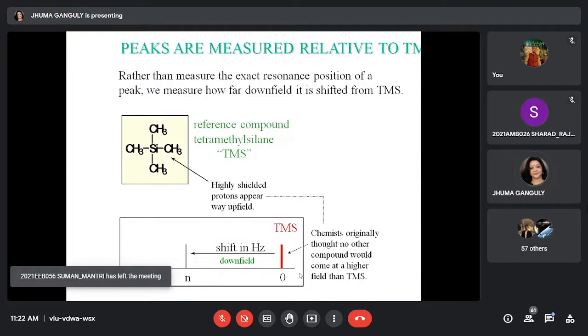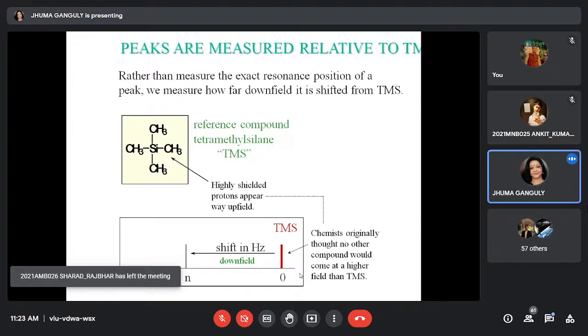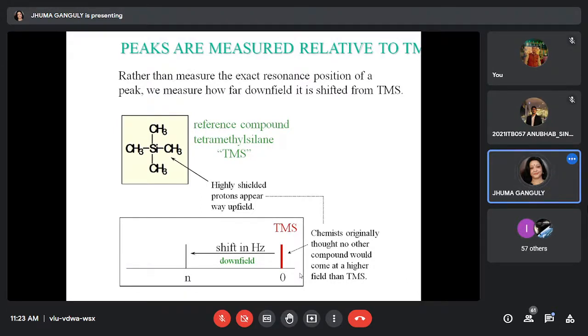So after downfield, that means the magnetic field is consumed by each proton, which slowly descend with respect to TMS and resonance. So it is consumed. That is downfield. Upfield starts from the TMS and then goes downfield.